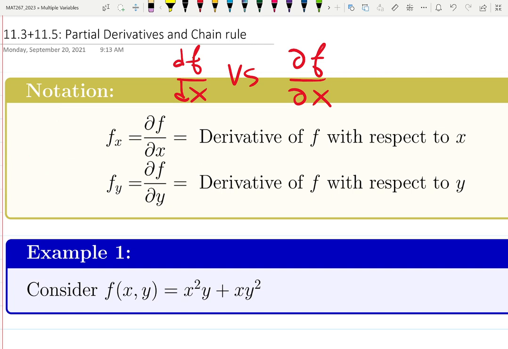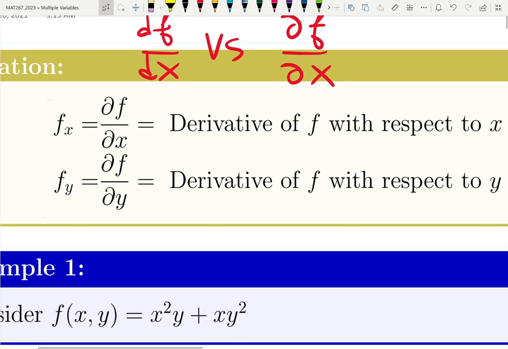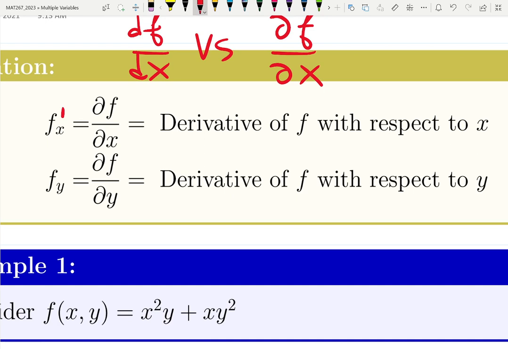So you see, we don't even write prime anymore because this notation is reserved for the derivative. So prime is now extra. Sometimes you will see prime, but that's extra. F with a small x is reserved for the partial derivative. Derivative of f with respect to x.